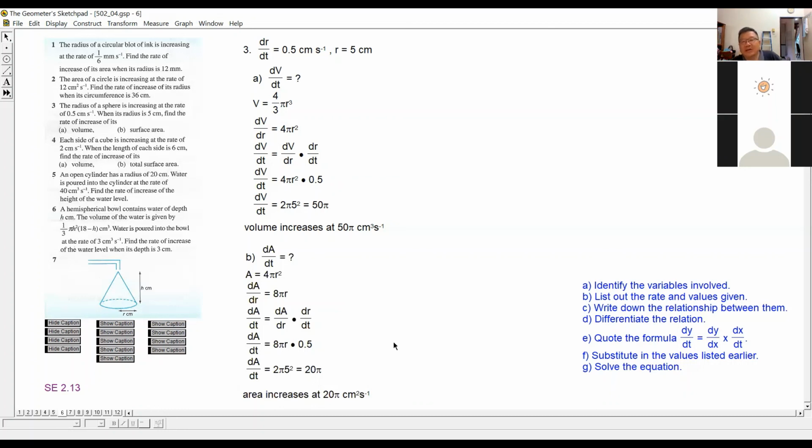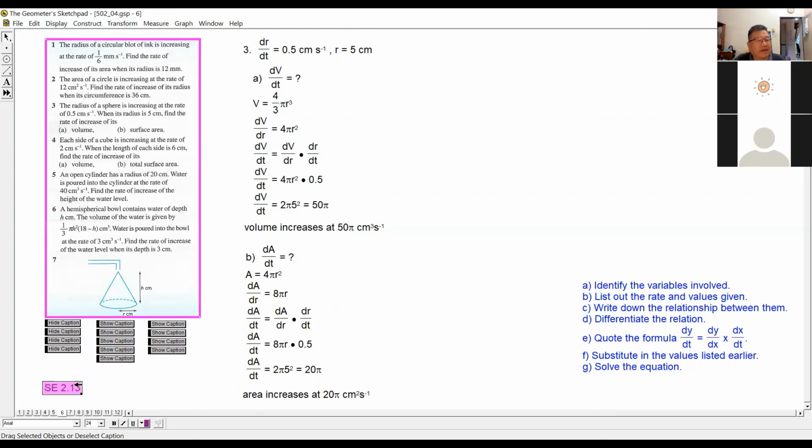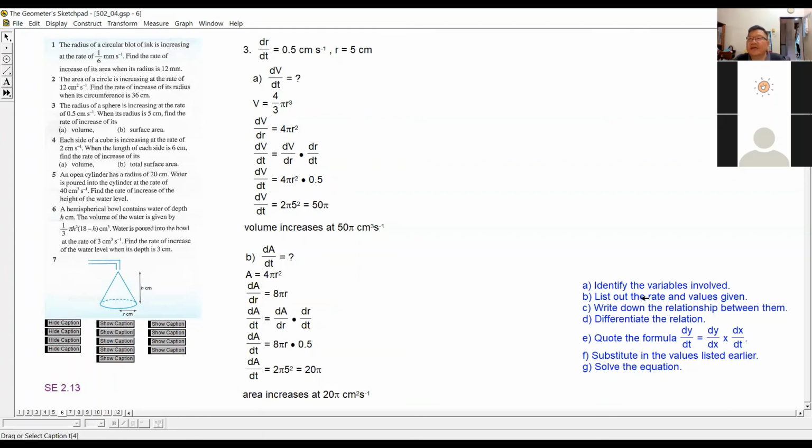Okay, so that's all for today. So remember to try this one and this one, right? This one, the two of this. Okay, so we end the lesson here.